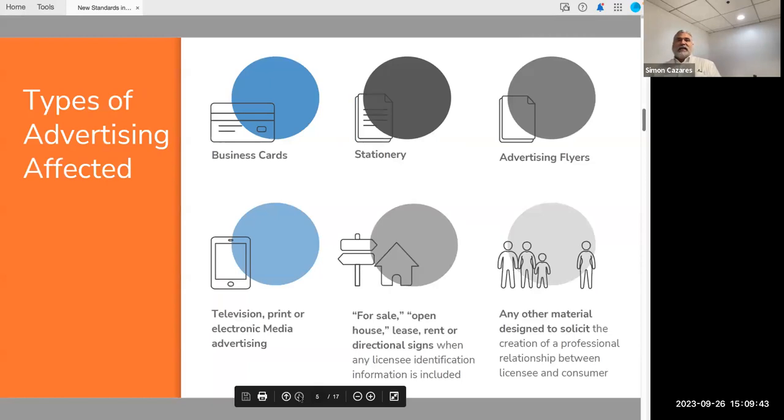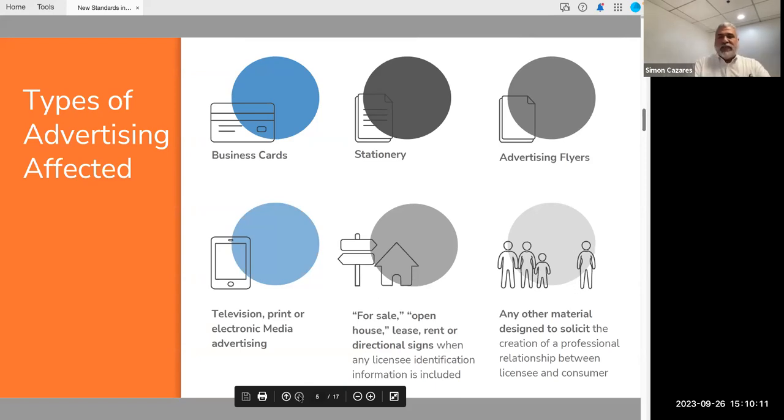Now, we're going to dive into the type of advertisement that affects you as a real estate professional. Business cards, stationeries, advertising flyers, television, print or electronic media advertising, for sale, open house, lease, rental, or directional signs when any license identification information is included.